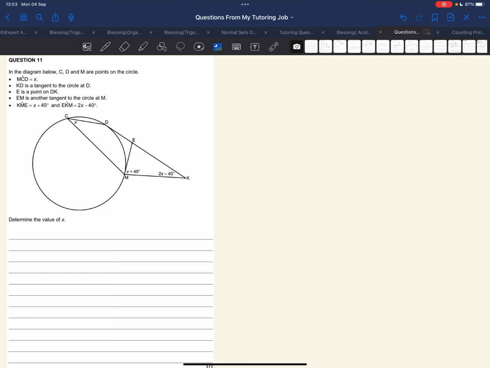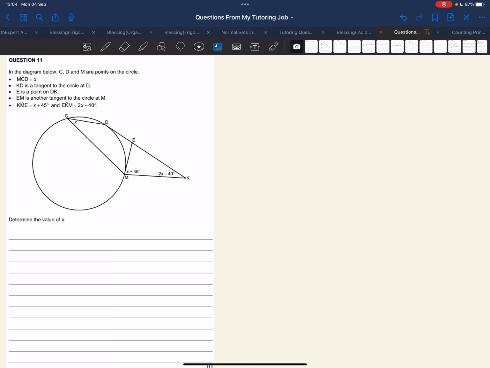Okay, right now in question 11, they said that in the diagram below, C, D, and M are points on the circle. Angle MCD equals X. Then KD is a tangent to the circle at D. E is a point on DK. EM is another tangent to the circle at M. And angle KME equals X plus 45 degrees. And angle EKM equals 2X minus 40 degrees.